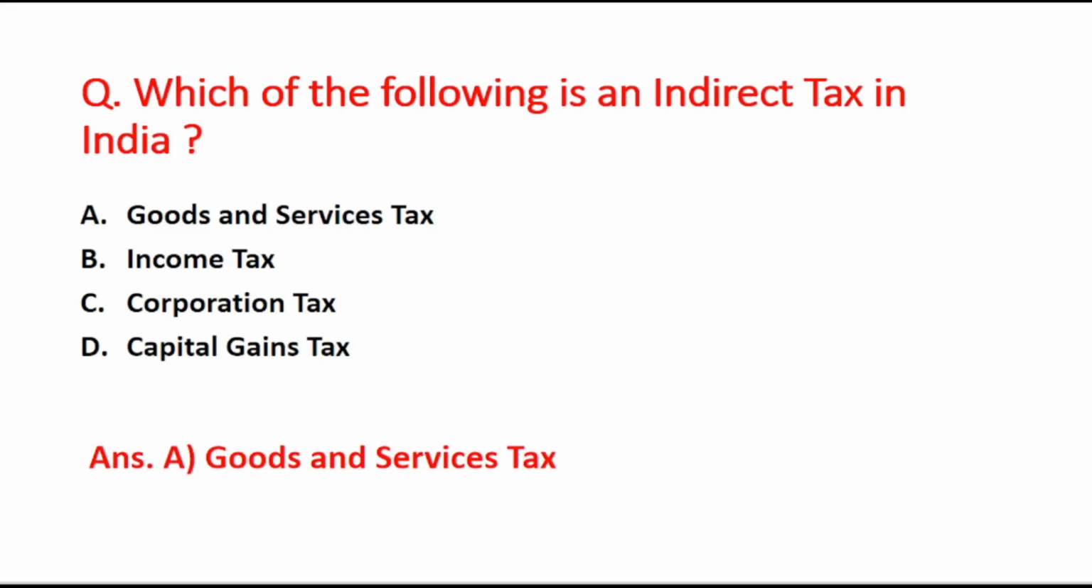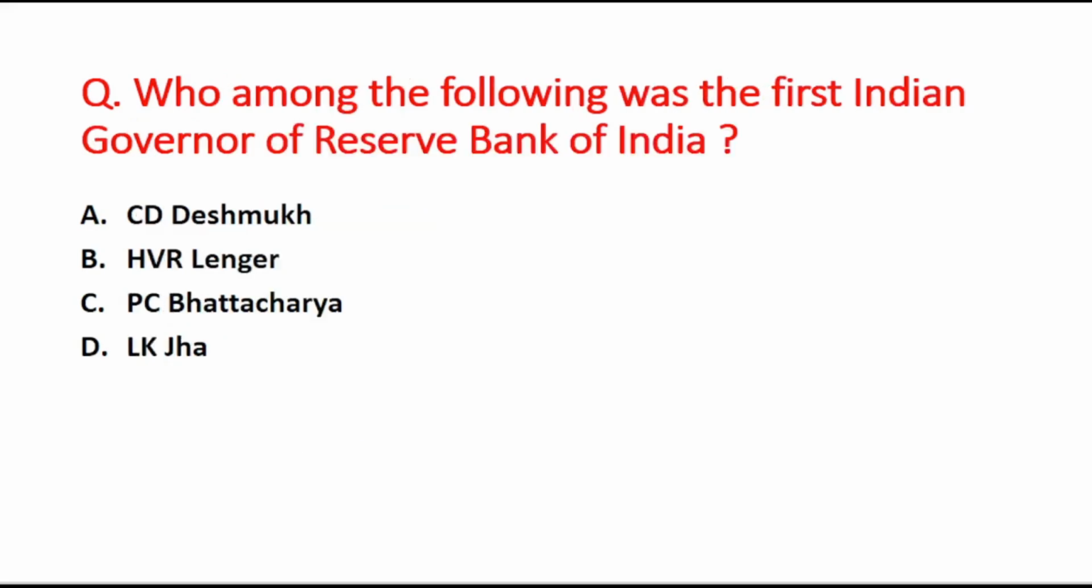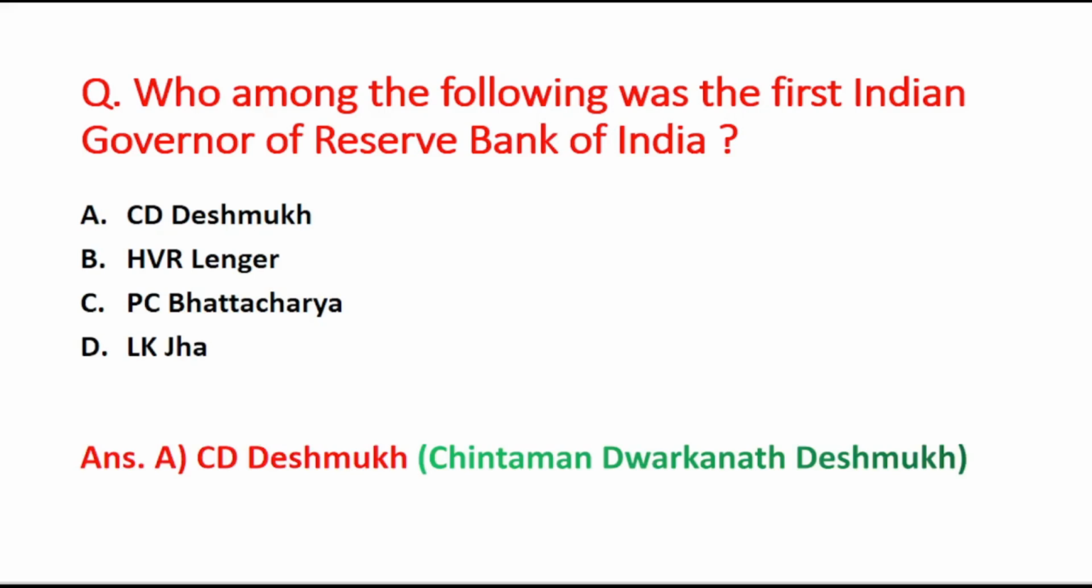Now the next question is, who among the following was the first Indian governor of the RBI? Your A option is C.D. Deshmukh, B option is H.V.R. Iengar, C option is P.C. Bhattacharya, and D option is L.K. Jha. So the first Indian governor of RBI was C.D. Deshmukh. That is option A is the right answer.